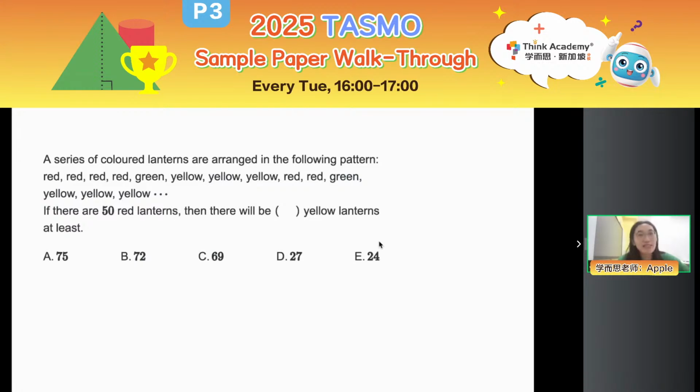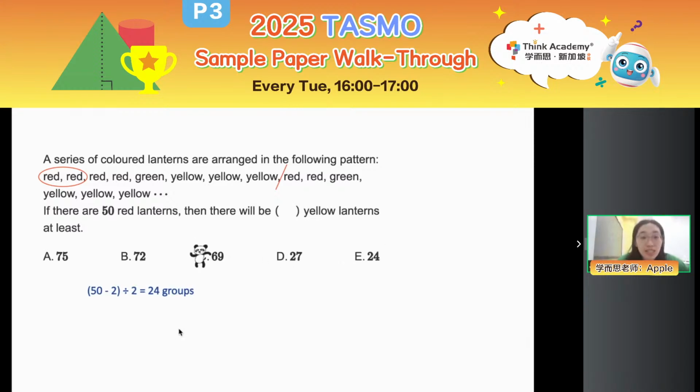Next one. A series of colored lanterns are arranged in the following pattern. Red, red, red, red, green, yellow, yellow, yellow, red, red, green, green. Red, red, yellow, green, yellow, yellow, yellow. So here, you can see that apart from the first red lanterns, for the rest you can just arrange them in order, right? So what colors can you see in one repeating group? It is always red, red, green, yellow, yellow, yellow.